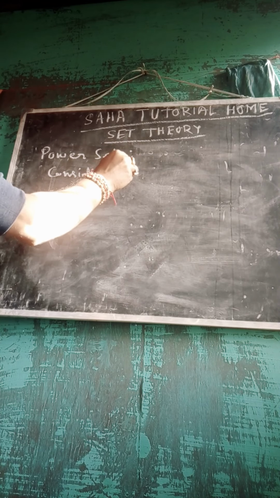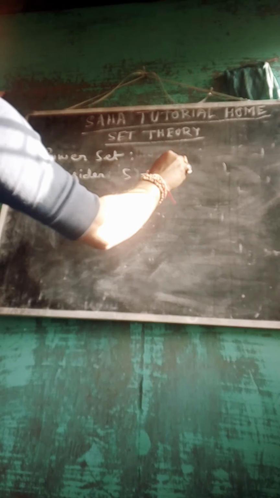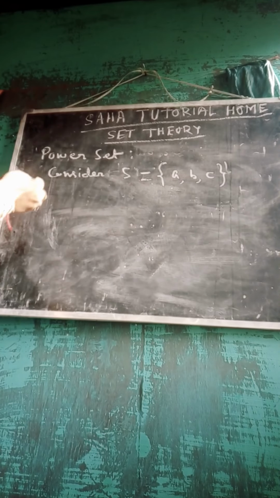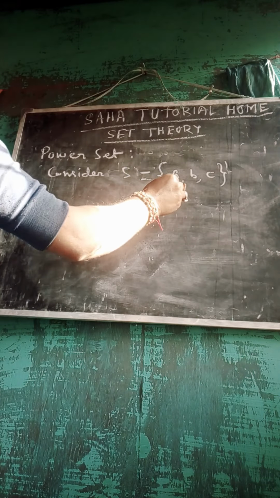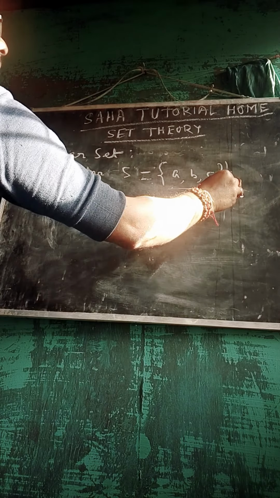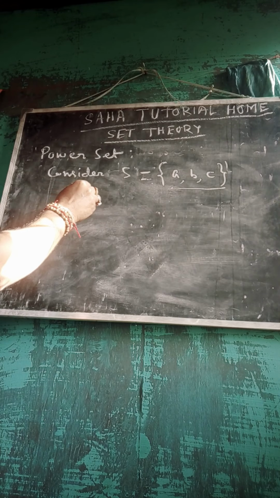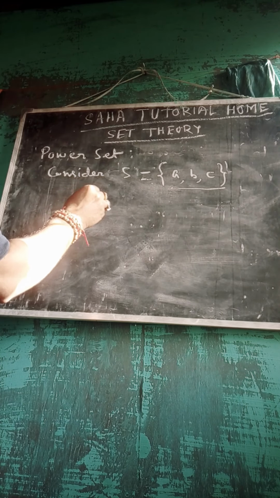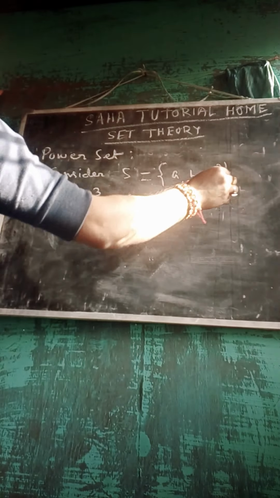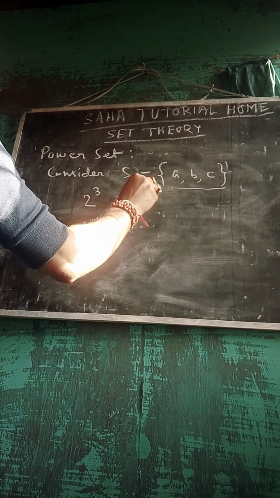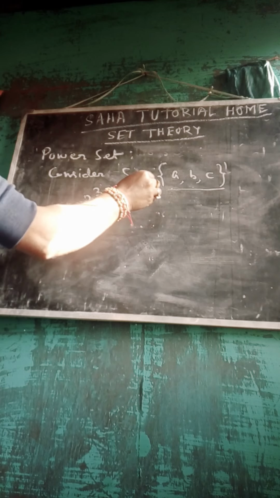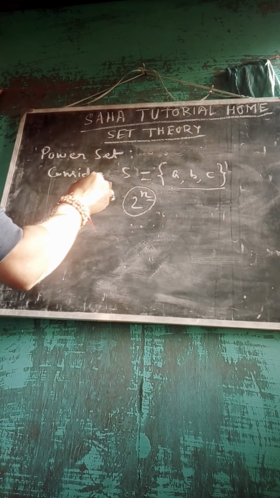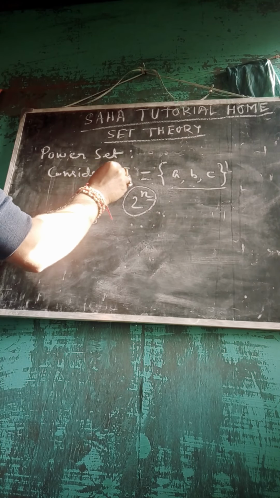consider a set S equal to A, B, C, three elements. So the power set is how many subsets we can generate from it. From the formula we know that if we have n elements, then we will get 2 to the power n subsets. We can generate 2 to the power n subsets from these n elements. So here are three elements, so we can generate 8 subsets from the set S.